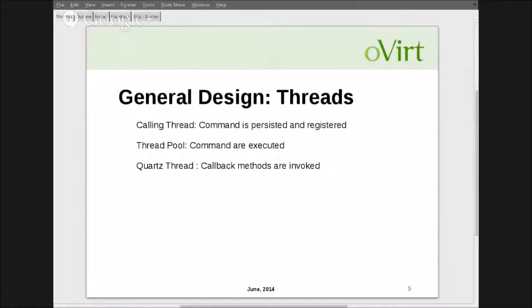So the general design: we are looking at the threads in the framework. There are 3 different threads at play here. One is the calling thread. The calling thread is the thread in which the command is persisted and registered with the framework. The second is the thread pool, in which the command is actually executed. And the third thread is the Quartz job that invokes the different methods on the command callback: do polling, executed, on failed, and on succeeded. It is a good practice to keep the do polling and everything as short as possible, because it's running in a separate thread.